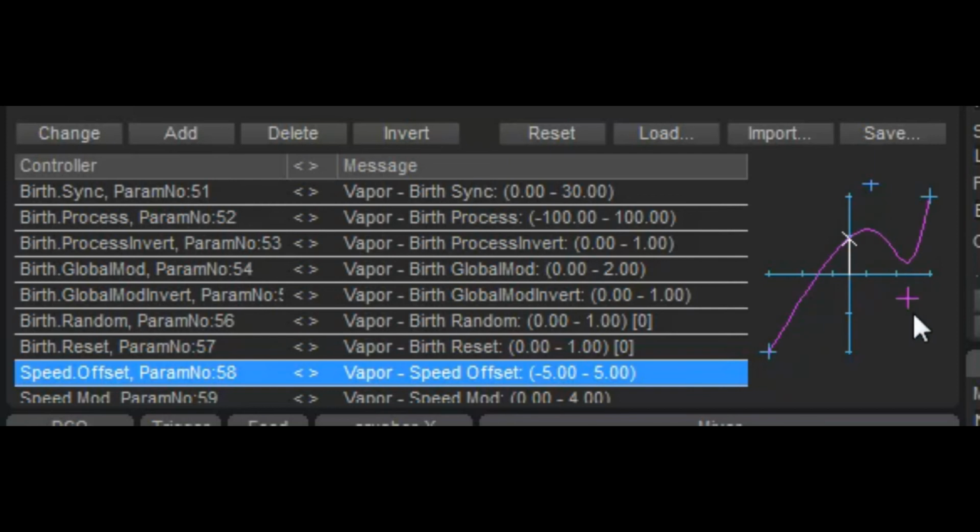Let me demonstrate it with the speed parameter. Please notice the movement of the modulation wheel changing into a complex movement of the slider on the screen, the user interface.